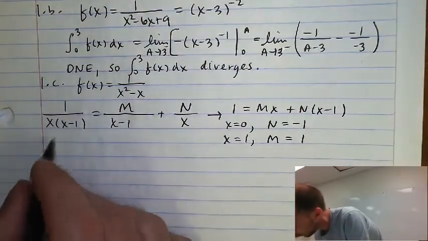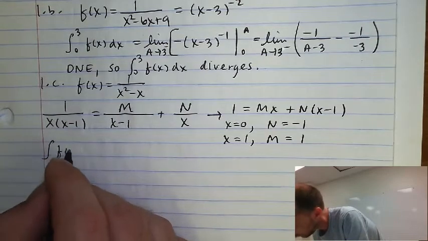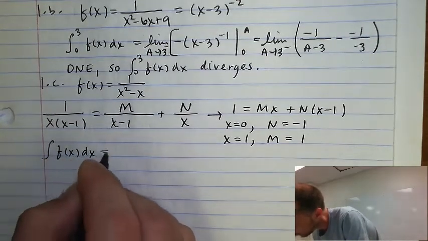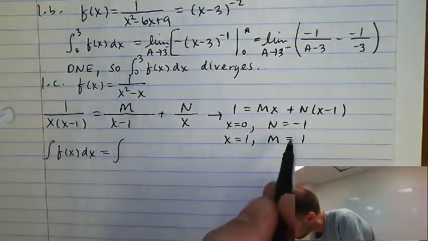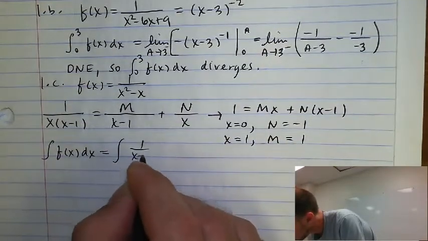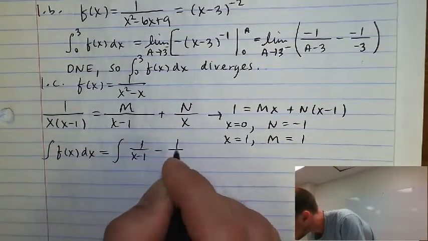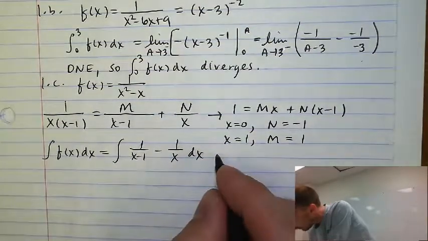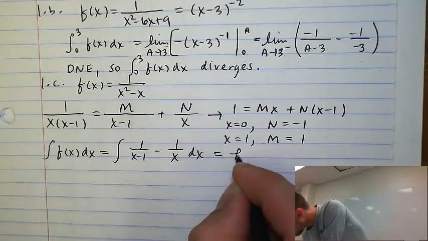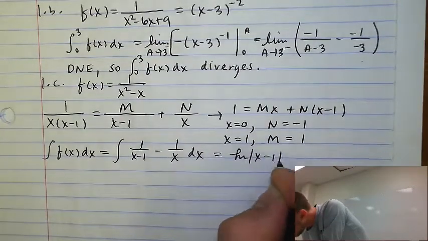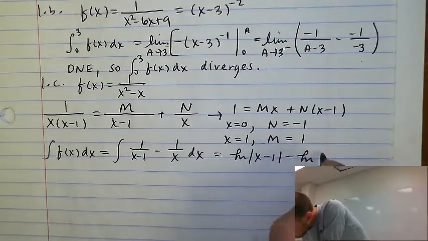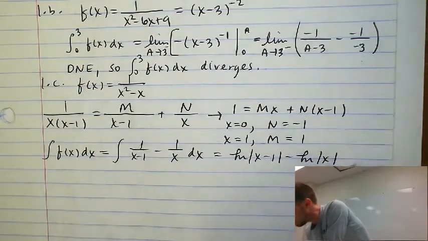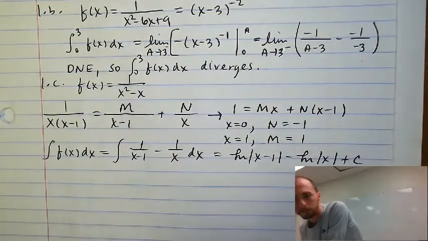All right, and then I've got this. The antiderivative of f of x with respect to x is the antiderivative of m, which is 1, minus 1 over x. Okay, you know how to do this, right? Antiderivative of 1 over x minus 1 with respect to x is log absolute value x minus 1. Antiderivative of 1 over x, much the same. Then I'm going to add in a plus c.